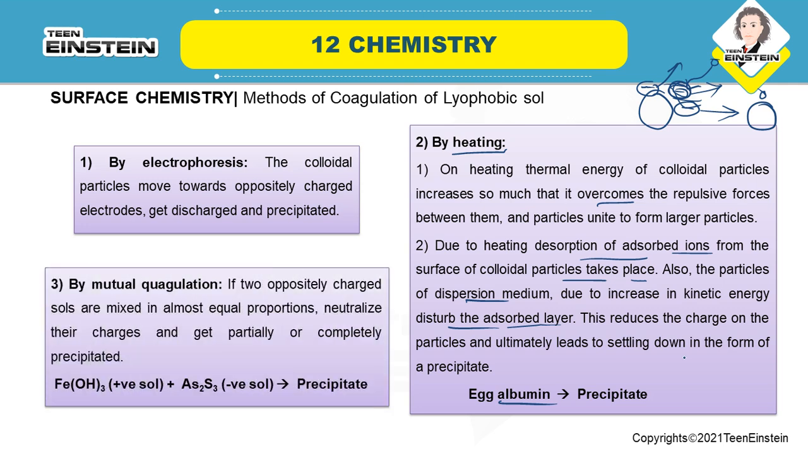Third method, mutual coagulation. Obviously it means that we take two oppositely charged sols and mix them in almost equal proportion. Equal proportion is necessary because, suppose it is FeOH3, which is positive, and arsenic sulfide, which is negative. If we add them in equal proportion, they will completely neutralize each other. But if it is not equal proportion, it will be partially neutralized and partially precipitated. So this is the third method by which we can achieve coagulation.